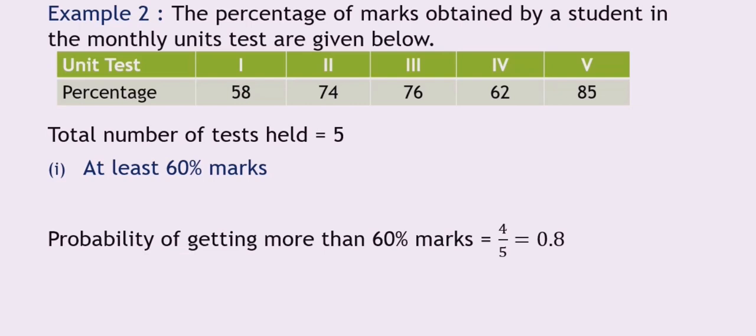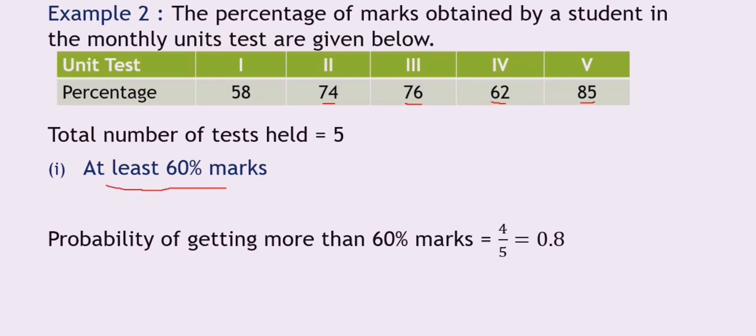Now in the first case we want to find out what is the probability he gets at least 60% marks. So out of the 5 tests, in how many he got at least 60%? Now at least 60% means the lowest he can get is 60. He can get more than 60, but not less than 60. So you can see in this test it is more than 60, 74. In this test he got more than 60. This is also more than 60, and this is also more than 60. So in 4 tests out of the 5 tests, he got more than 60.